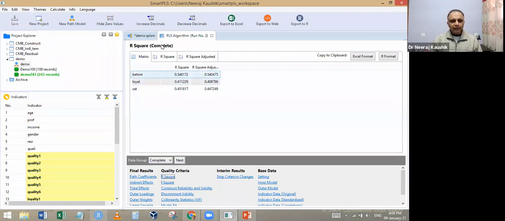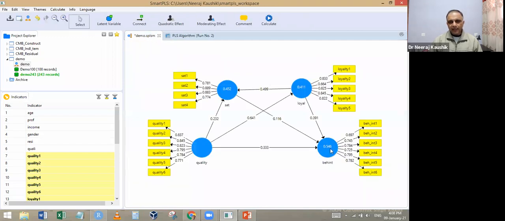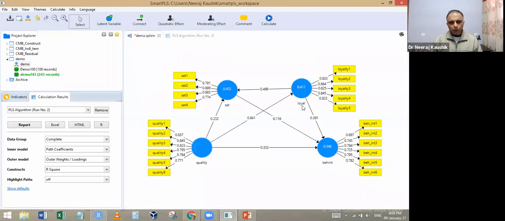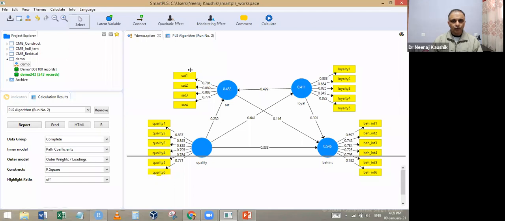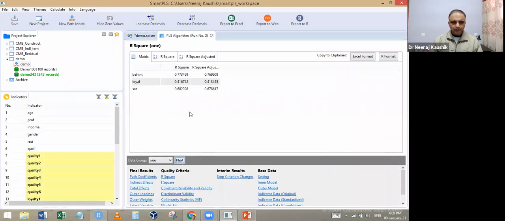Behavioral intention 54%. Why so? Because behavioral intention gets the data from all of the three groups. That's why 54%. Loyalty 41%. Satisfaction 45%. Okay. Now just see next. In group 1 it's 77, 41 and 68. Quite strong. Go to the next. In group 2 it's 52, 29 and 84. Go to the next one. It's 51, 65 and 4% only in the satisfaction.